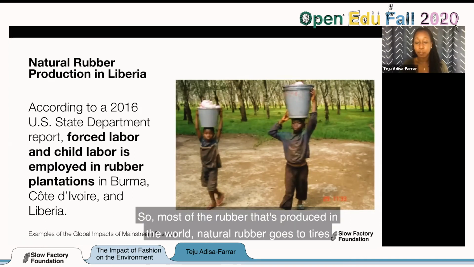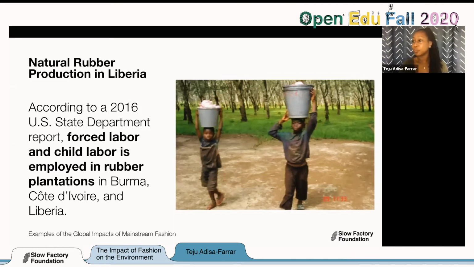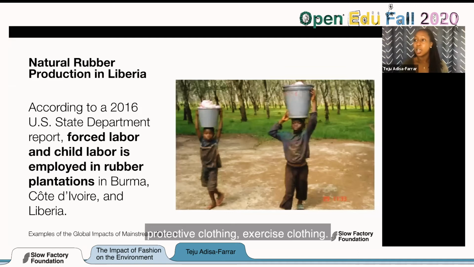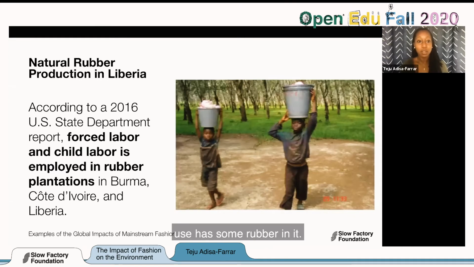And I want to give one more example of rubber production in Liberia. Most of the rubber that's produced in the world, natural rubber, goes to tires, about 60%, but about 40% of natural rubber goes to shoes, protective clothing, exercise clothing. So some of the more outdoors and also active wear that we use has some rubber in it.